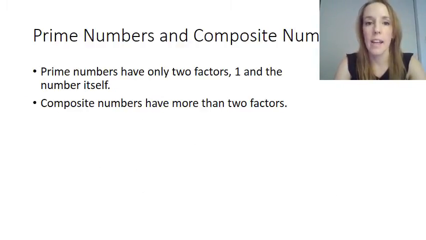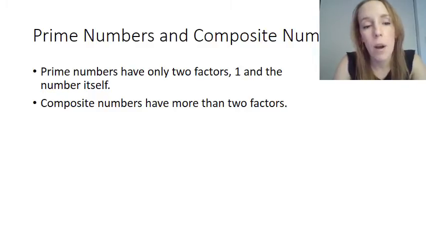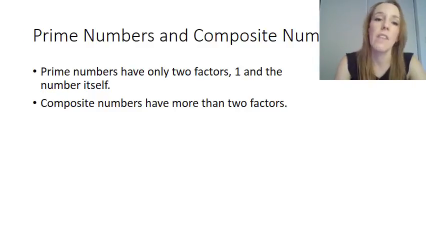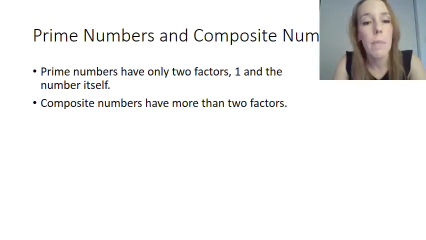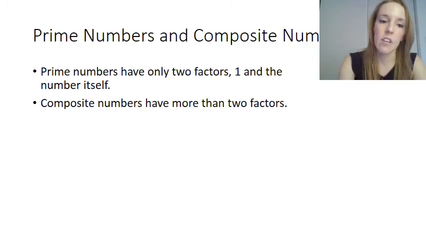The next thing we're going to look at is prime numbers and composite numbers. So prime numbers have only two factors, 1 and the number itself. So for instance, 3 is a prime number because the only factors it has are 3 and 1. 5 is a prime number, the only factors it has are 5 and 1. 7 is a prime number, again the only factors are 7 and 1.